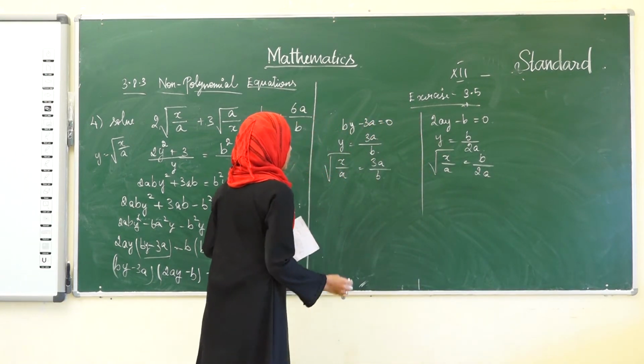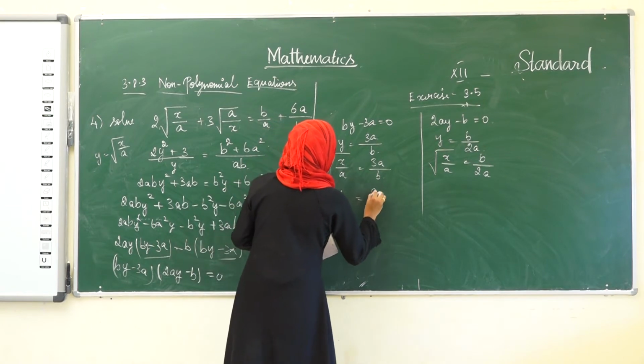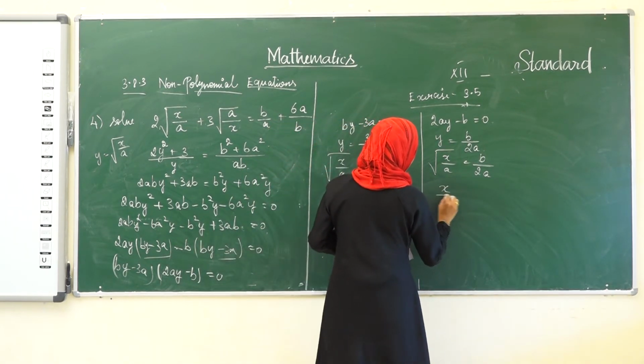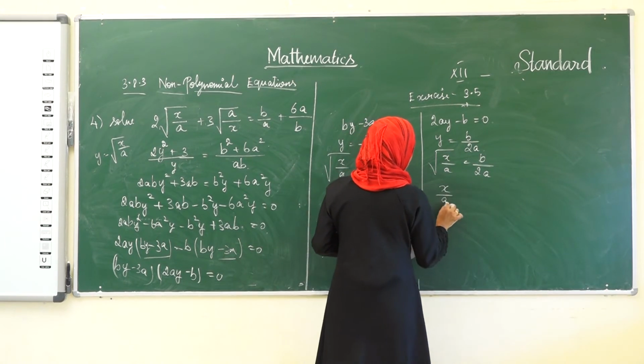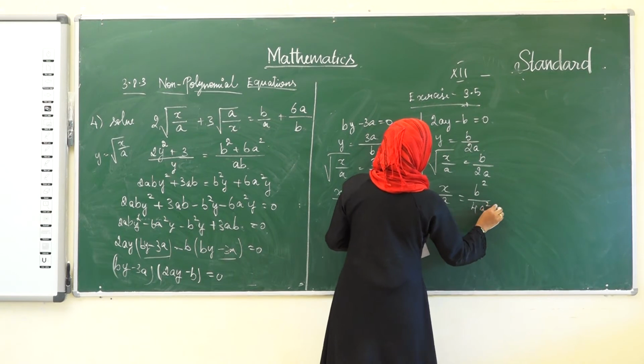We are going to square on both sides. Therefore, x divided by a is equal to 9a squared divided by b squared. Here too we square on both sides: x divided by a is equal to b squared divided by 4a squared.